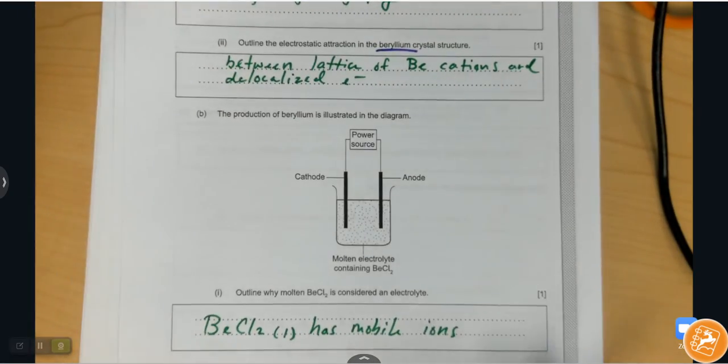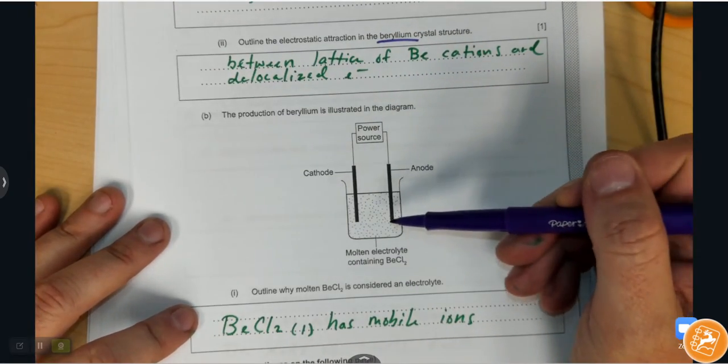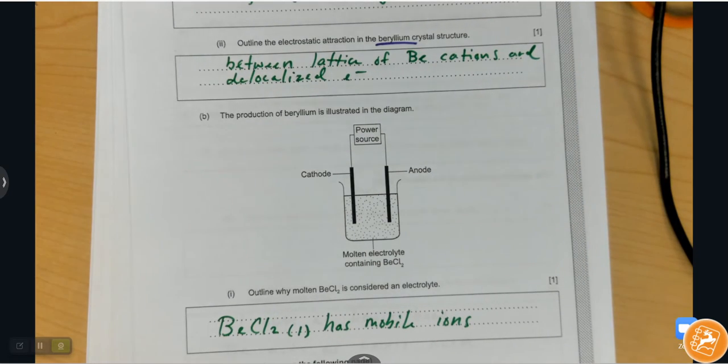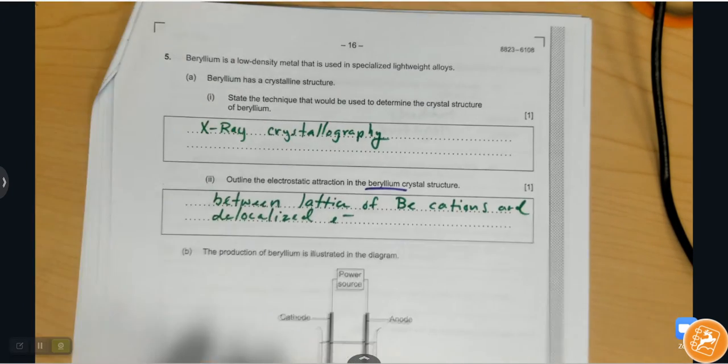All right, moving right along, we have an electrolytic cell diagram here with molten BaCl2 as the electrolyte. Why is it used as an electrolyte? Because when any ionic compound is in the liquid form, their ions are mobile, which makes them conductive.